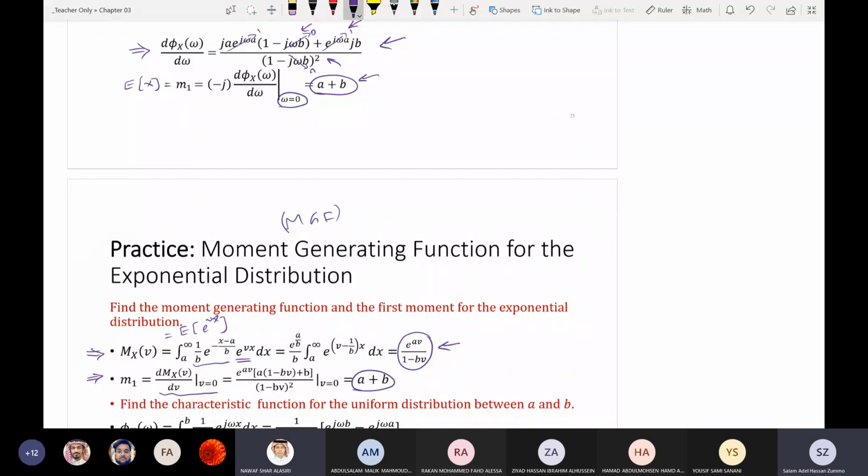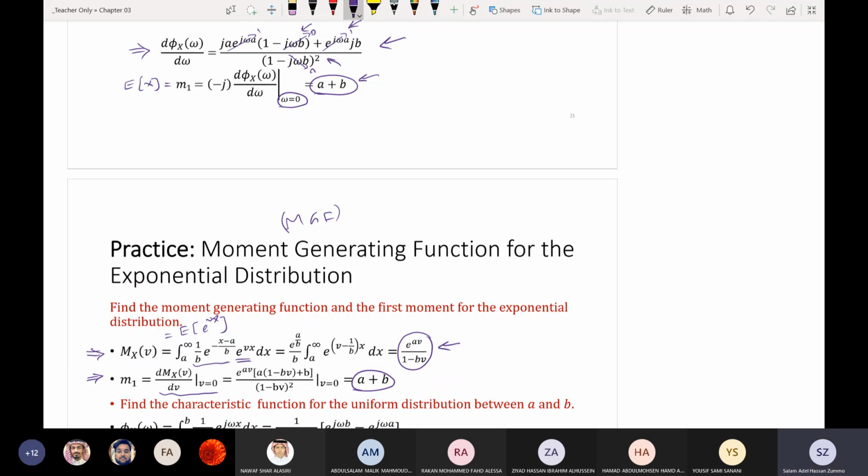Doctor, we could use any one of them to find the first moment? Yeah, any one of them will give you the same answer, unless I specify in the exam question. However, in general, you can use any of them. Any questions?